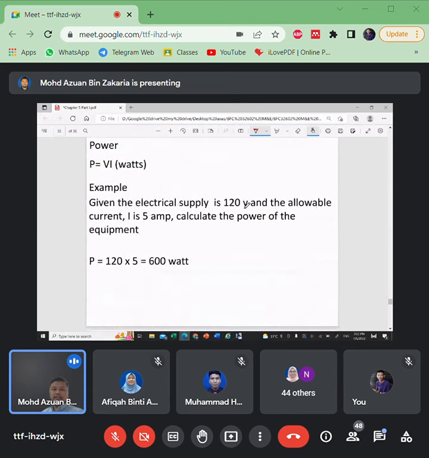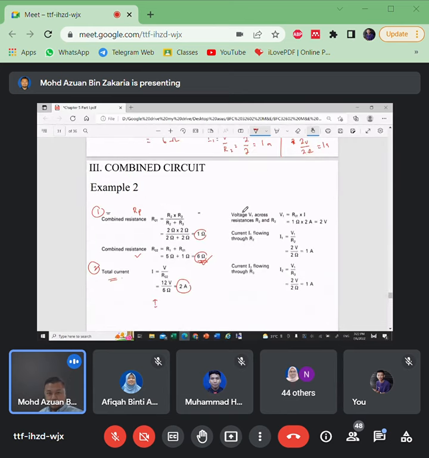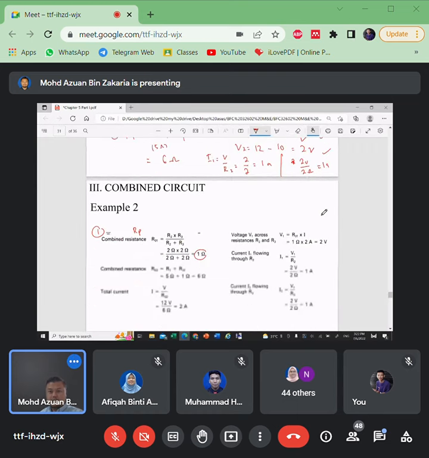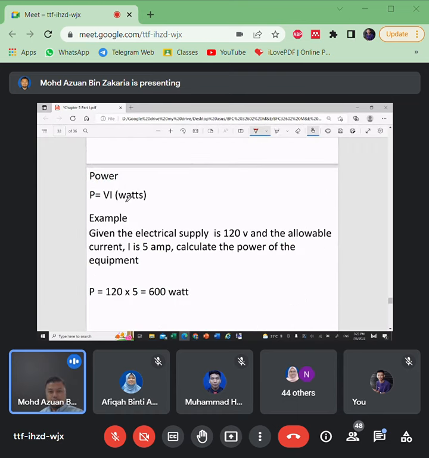I think that's one. We will look into this example again later after we take a break. But before that, how to use this power equation is simple. Given electrical supply is 120 volts and the allowable current is 5, calculate power. So power is very direct. You just need to multiply voltage and current, so you get 600 watt.